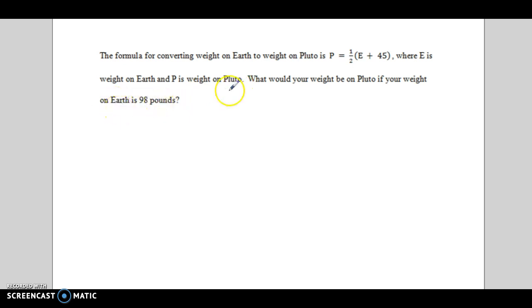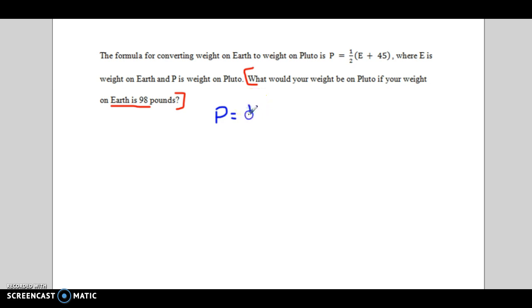All they're really asking is use this formula, and we know the weight on Earth. We don't know the weight on Pluto. So where we see E, we're going to substitute in 98 pounds. So let's rewrite our formula, and this is the formula that you're going to make sure that you have written down on your extra credit sheet.